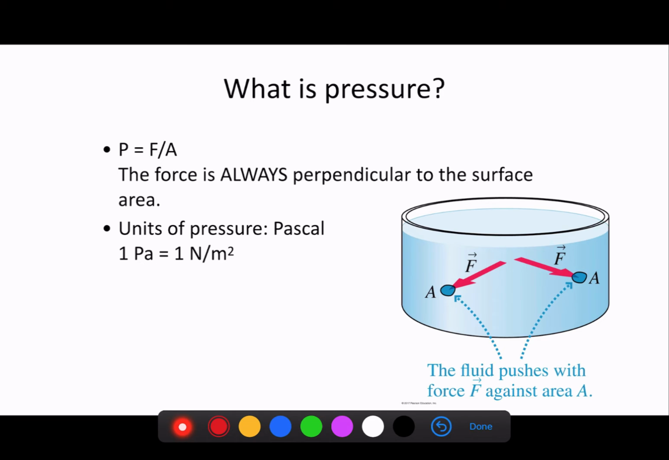Now, pressure is also a scalar, not a vector. So even though force has a direction associated with it, pressure does not. So you only need to worry about the magnitude of the force, and then just remember, if you want to know directions, that the force is perpendicular to that surface.